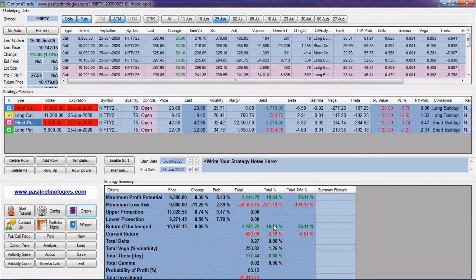And one other important point is this, you can see this probability of profit, which is 83%, which is really good. So that's why I am recommending this strategy for beginners. So I hope you all learnt a lot about this strategy.